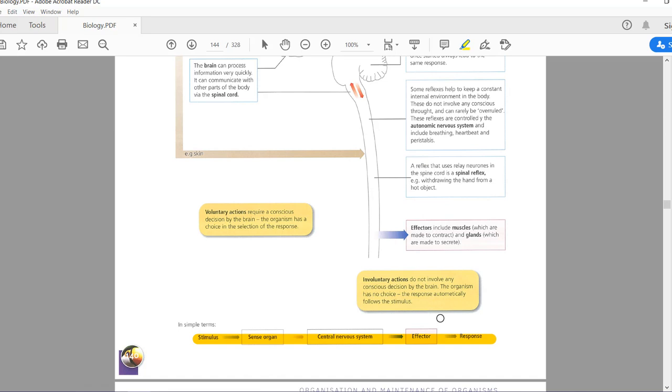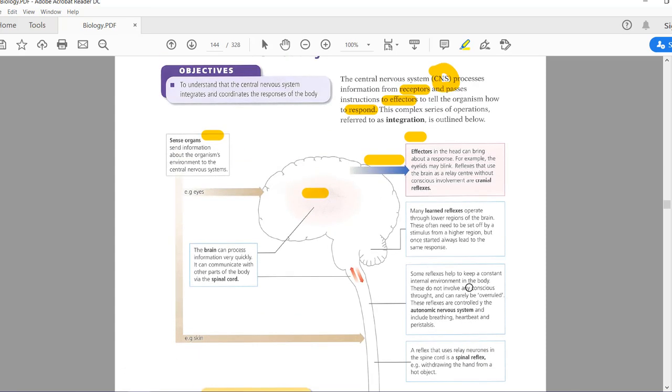Now, we will take some examples of voluntary and involuntary actions. Firstly, effectors in the head can bring about a response. For example, eyelids may blink. If there is a light on your eyes, what will happen? The action here is that your eyelids may blink. Reflexes that use the brain as a relay center without conscious involvement are cranial reflexes.